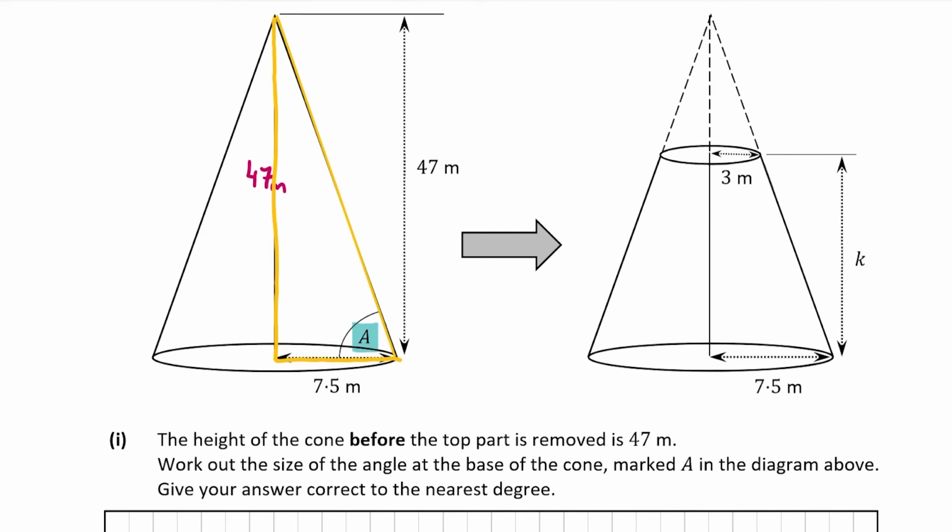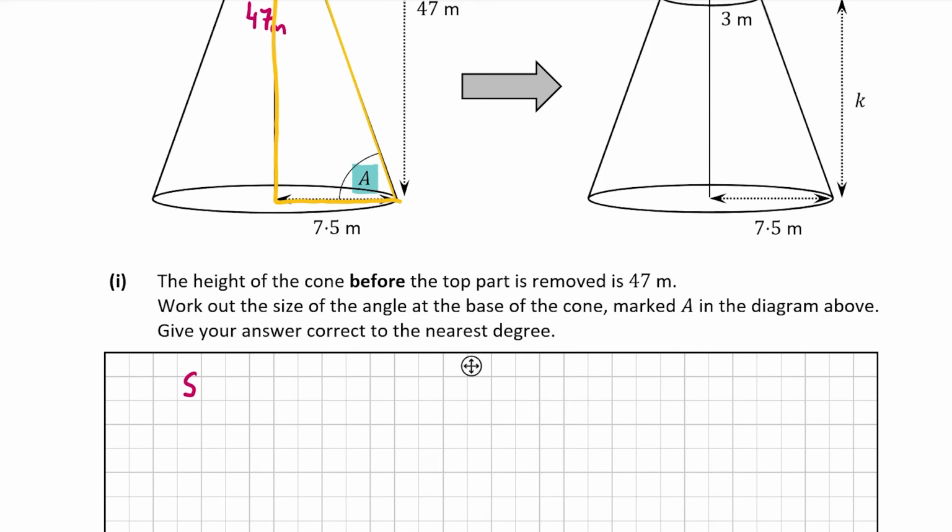So now you can see our right angled triangle there with sides 47 meters, 7.5 meters, an angle of A, and we don't know what the third side is equal to, but that's okay, we don't actually need it to answer the question. So I'm just going to remind you now of the trigonometric ratios. So you have sine of some angle, which I'm going to call theta, and that should be equal to the opposite side, which I'm going to call O, over the hypotenuse, which I'm going to call H.